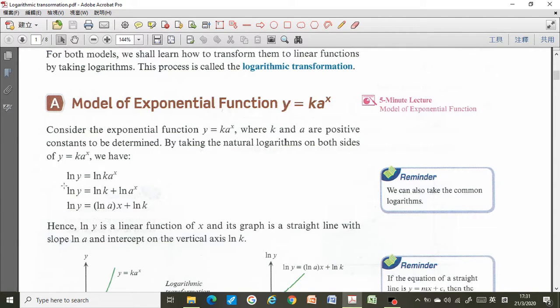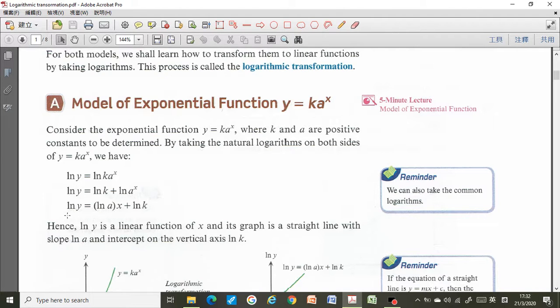If you take the natural log on both sides, the expression k times a to the power x is a product, so you can use the properties of the logarithm, and it will break down into two terms added together: log k plus log of a to the power x. But you have a further property that in log of a to the power x, the x can go down in front. Many students like to say x log a plus log k. It's okay, but if you want to make it clear, you can put the log a in front of the x.